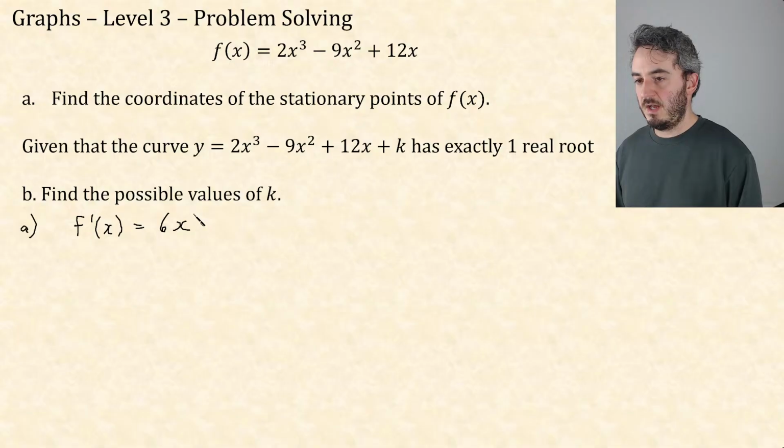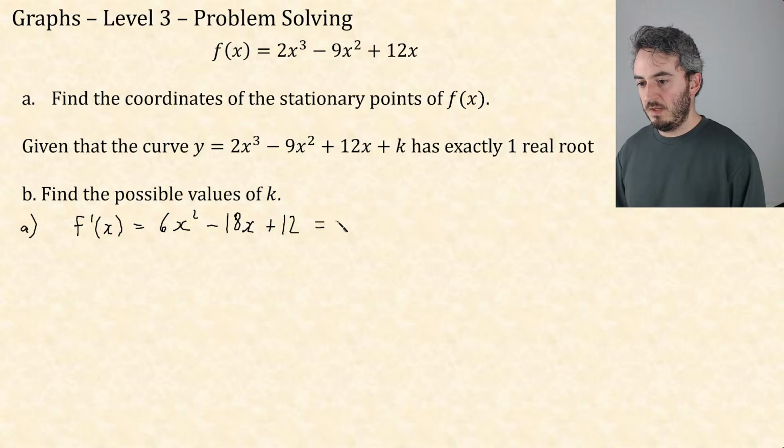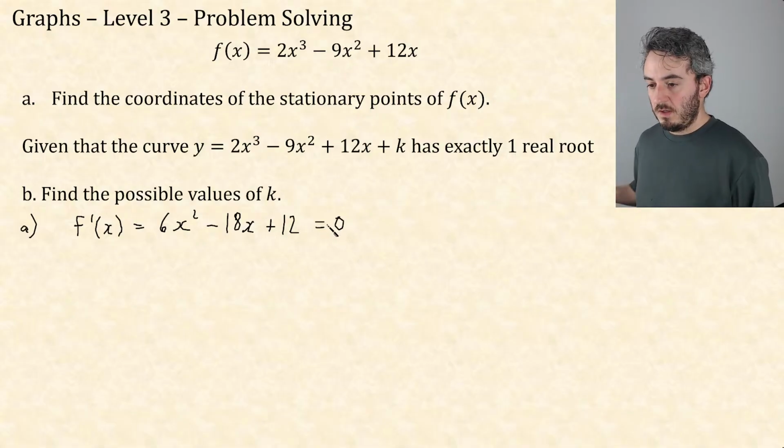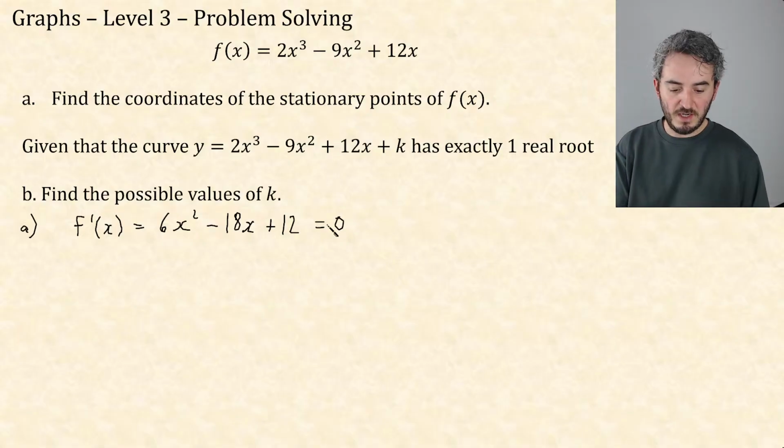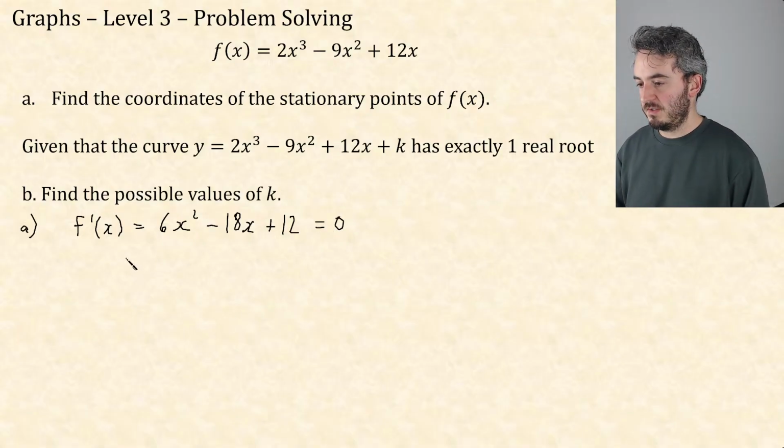So 6x squared minus 18x plus 12 equals 0. I know that simplifies. We could be dividing by 6 there, but laziness and desire to definitely not make a mistake compels me to use my calculator. I'm getting x equals 2 and x equals 1.